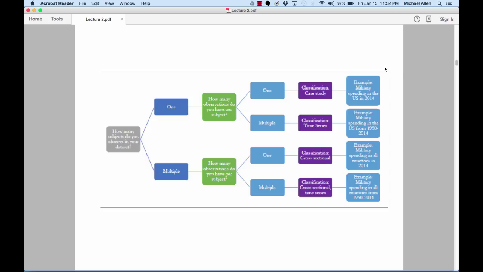Imagine we were interested in measuring military spending. If we only focused on measuring military spending in the US in 2014, we would have a case study because we would have one subject, the US, in the year 2014, in 1 year.